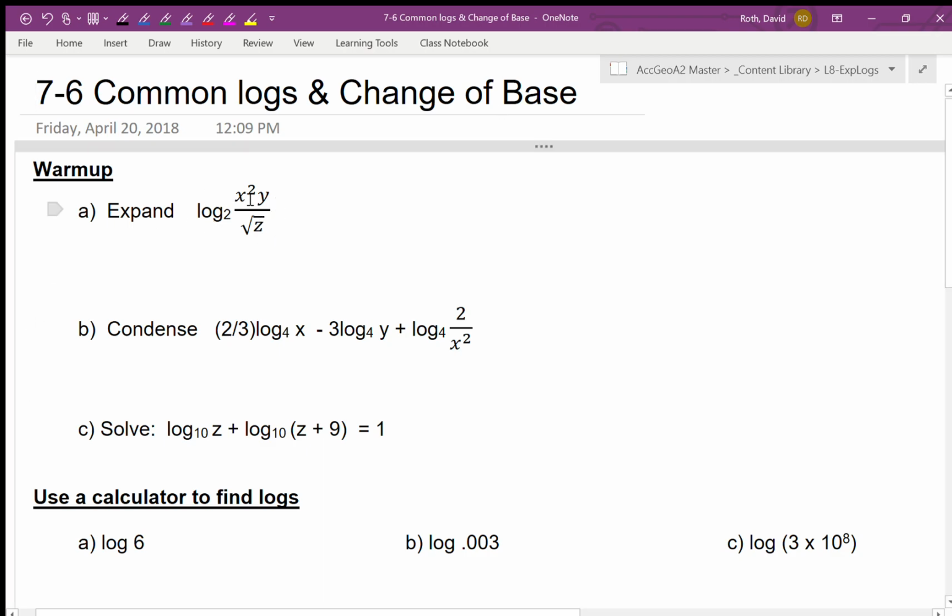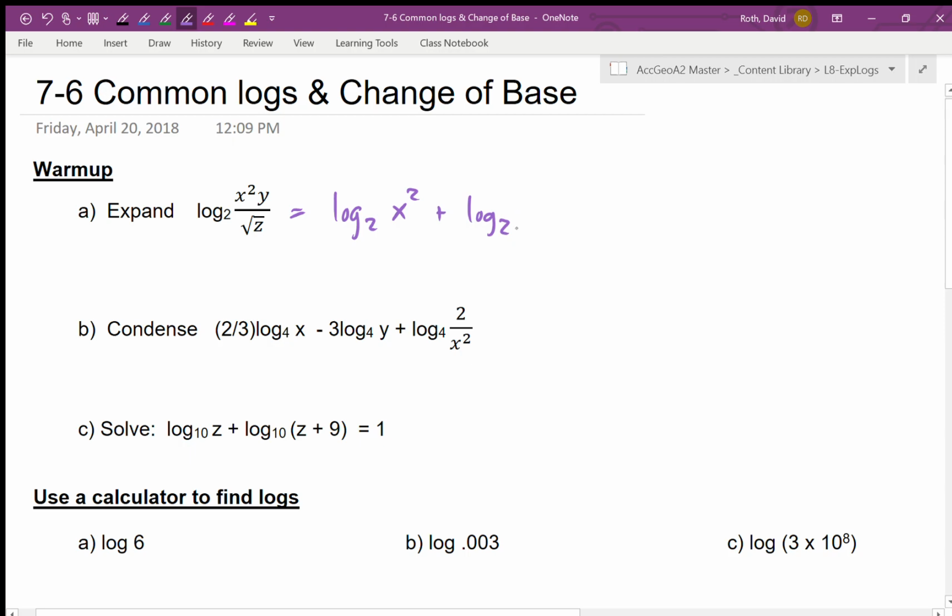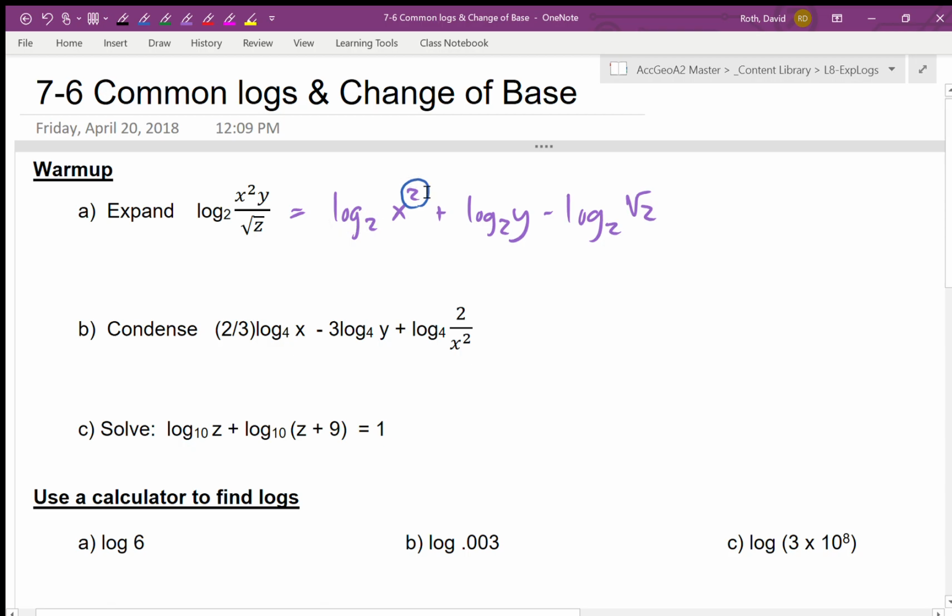When we're expanding, we notice that things that are multiplied inside of a single log can then just be added. Well, not plus, equals. So it equals log base 2 of x squared plus log base 2 of y. And then, of course, if it's on the bottom, it's not an add, it's a subtract. So it's minus log base 2 of square root of z. And then we say, okay, hey, I remember a log is a power, so the power really belongs back on the same line. Well, that's just 1, so whatever.